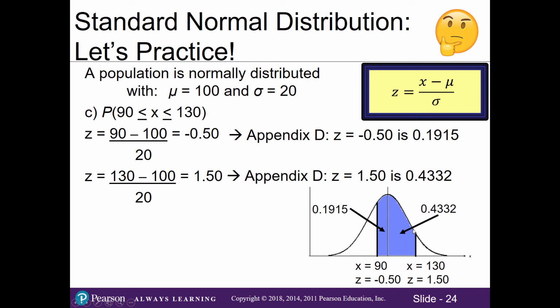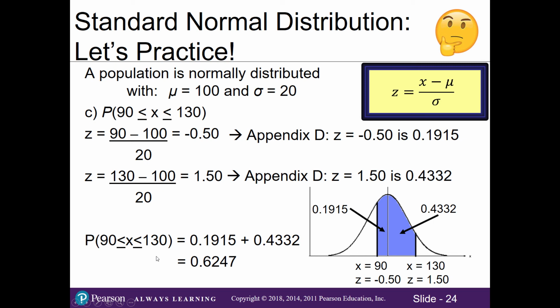Now, since I want to know my shaded area here, I will have to add my two numbers together. So when I add 0.1915 to 0.4332, that gives us our total shaded area, or our total probability, at 0.6247, or 62.47%, that my x values will fall between 90 and 130.